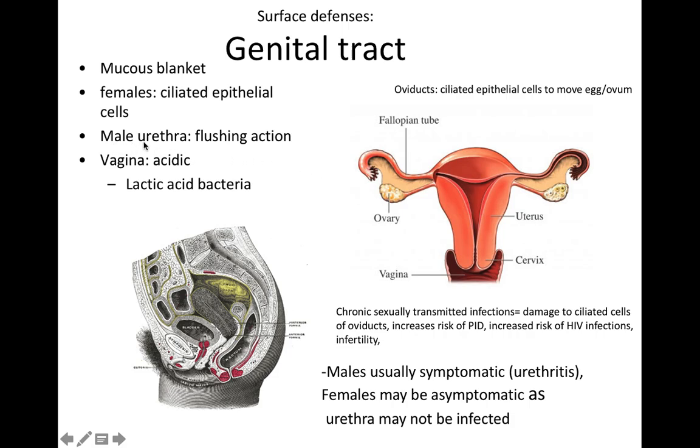Men have a combination of urinary tract and genital tract. So the urethra, when men urinate, that's going to help flush out any pathogens that have infected the urethra. In women, the vaginal mucosa is often colonized by our good lactic acid bacteria, good members, mutualists of our normal microbiome. The lactic acid bacteria make lactic acid, and that's going to inhibit a lot of potential pathogens, right?